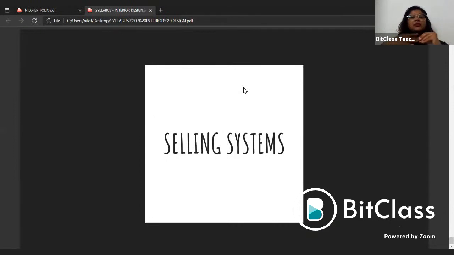What I mean by selling system is, what is the profit you have to make initially, and after 5 years what profit, how your profit can increase, what is the capital investment, what is the capital gain you're going to get. So all these terms you should be familiar with. And selling system also means how to price your project correctly.